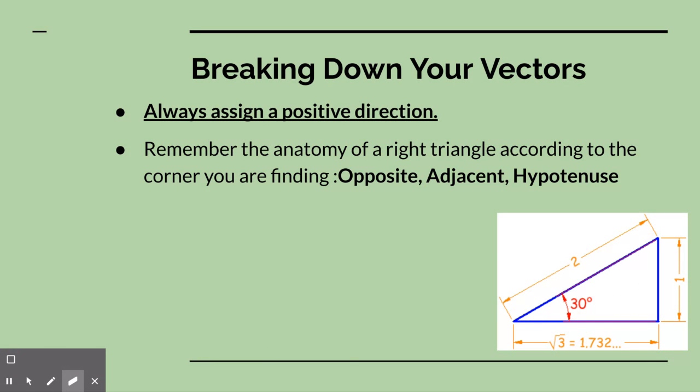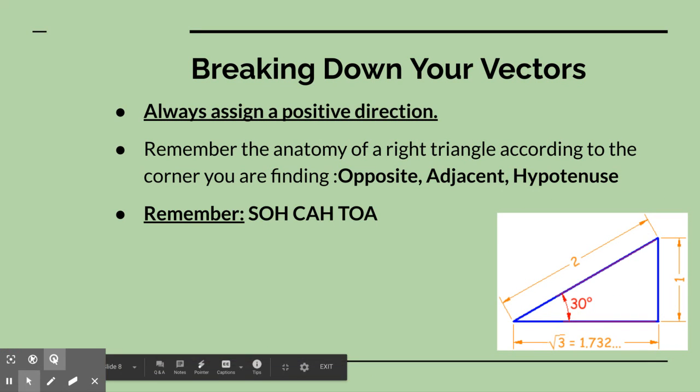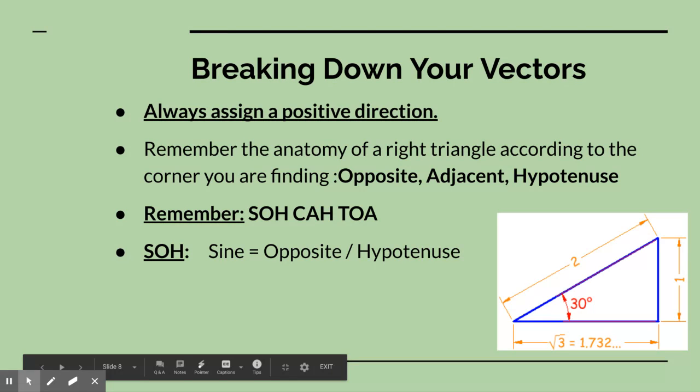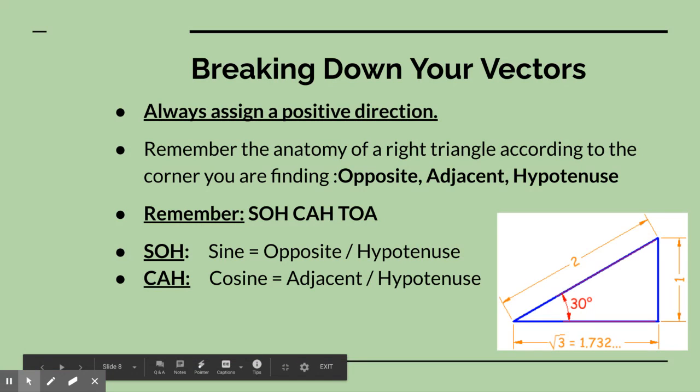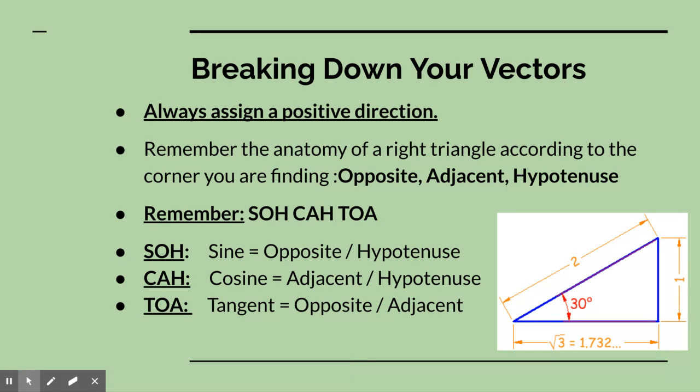It's important for us to remember those because of this great acronym, SOHCAHTOA. Remember SOHCAHTOA from trig, hopefully from geometry. SOH: sine equals opposite over hypotenuse. CAH: cosine equals adjacent over hypotenuse. And TOA: tangent equals opposite over adjacent.